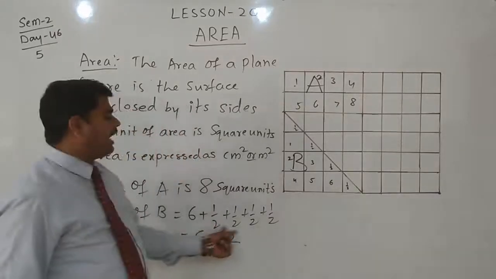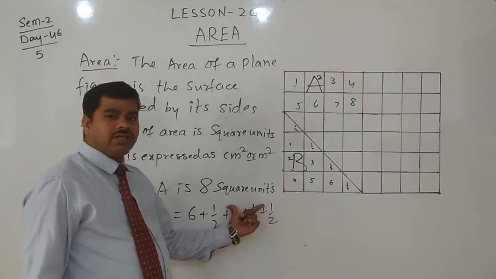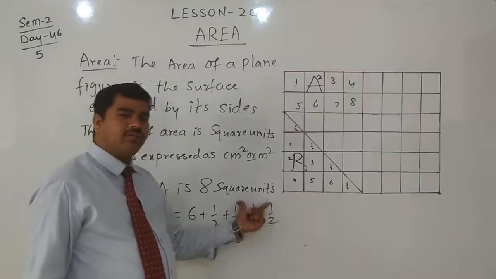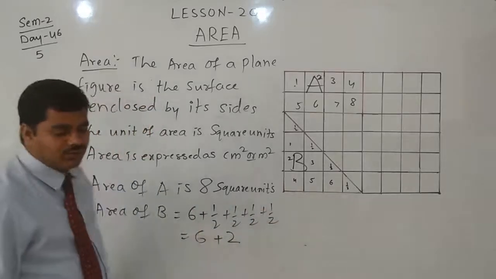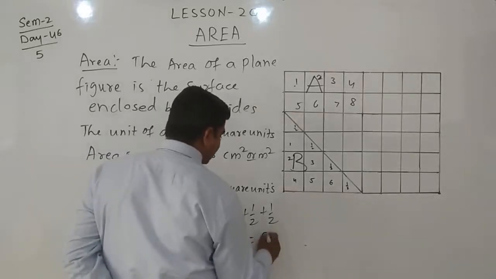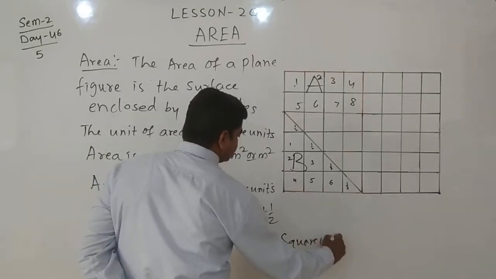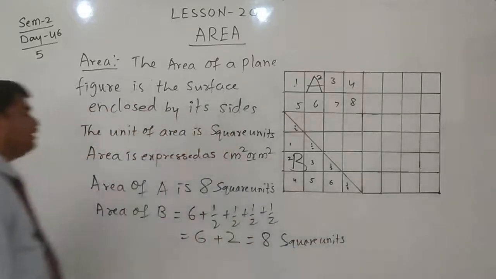Otherwise you can add these like fractions, then you get 4 by 2. 4 by 2 is nothing but 2 only. Then we can write it is 8 square units. This is nothing but 8 square units.